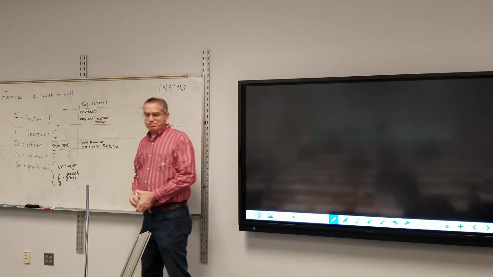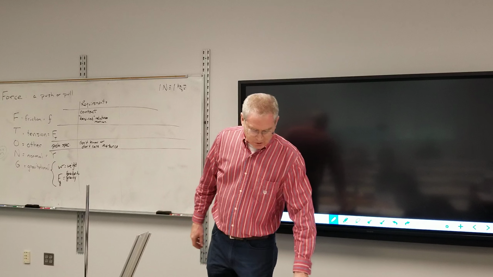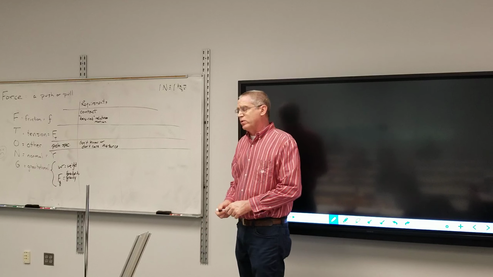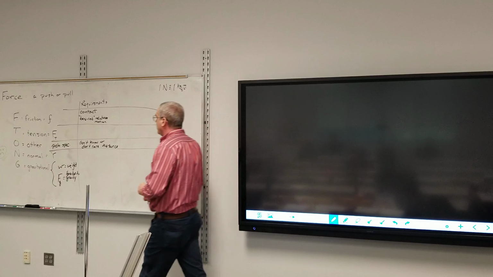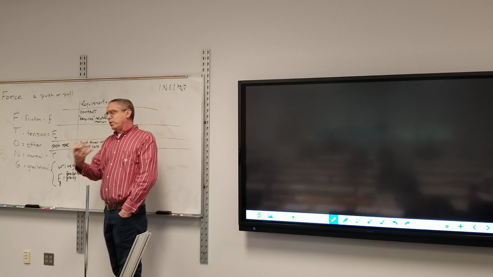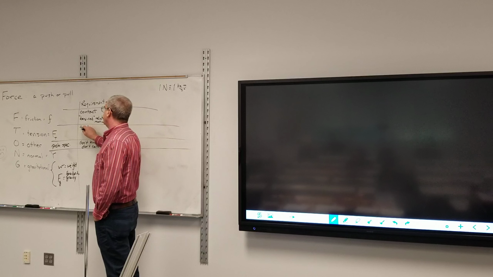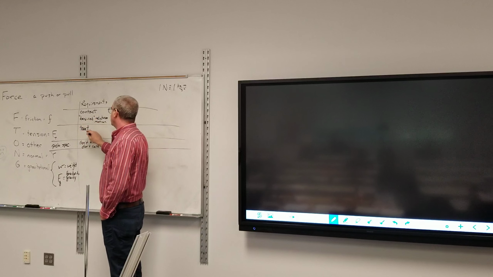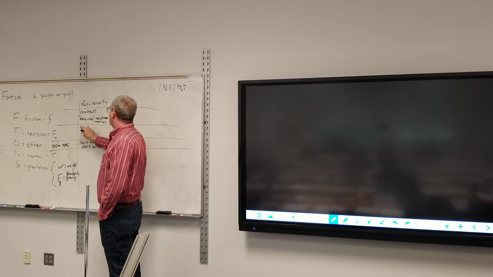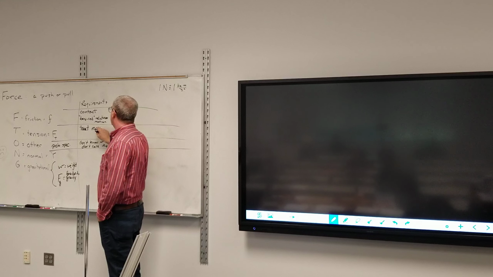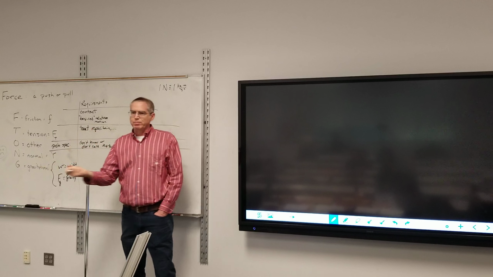All right, tension. There are basically two types of tension. Tension is a pulling force. So the requirement, as far as we are concerned at the moment, is a taut, or tight, rope, chain, or whatever happens to be pulling.